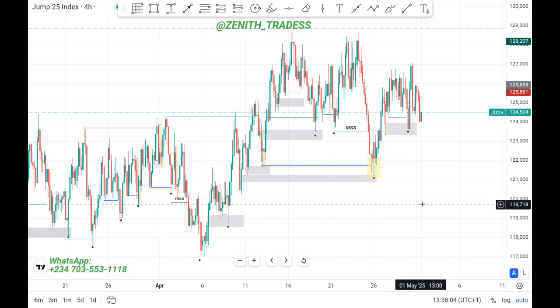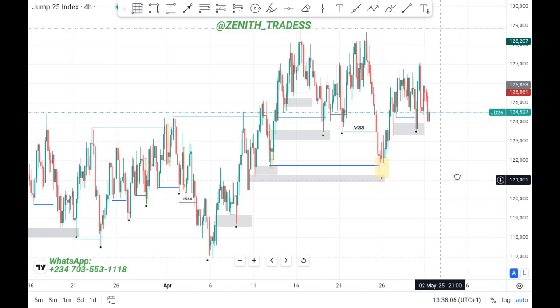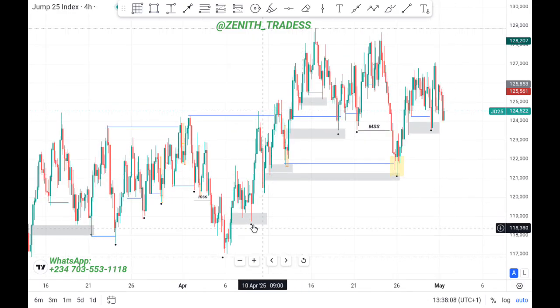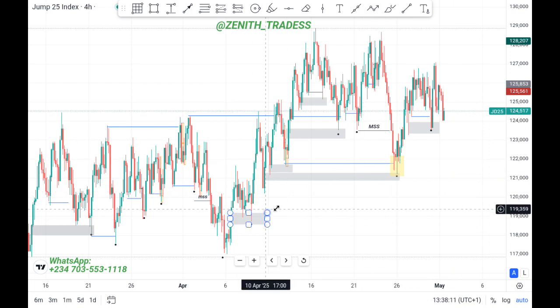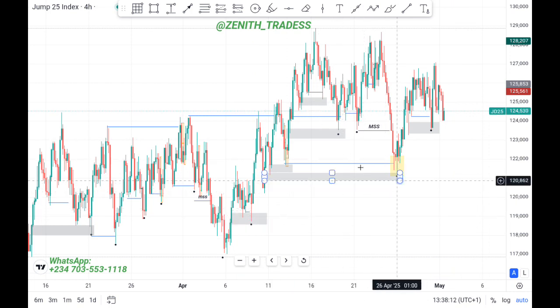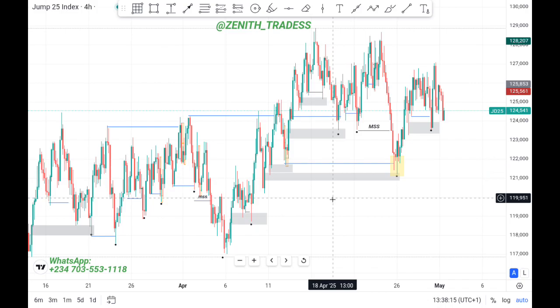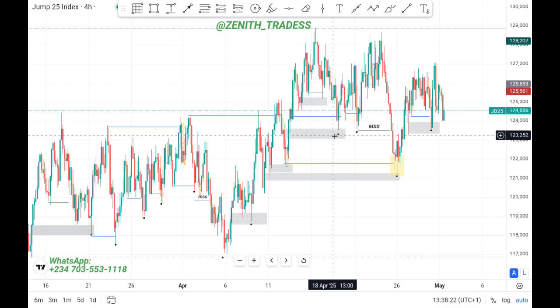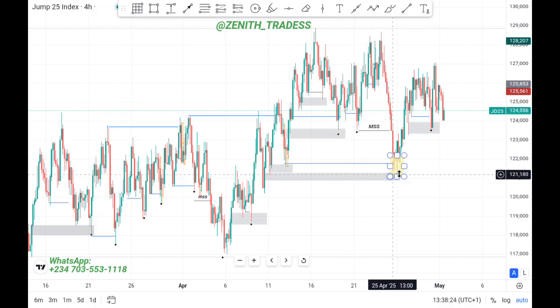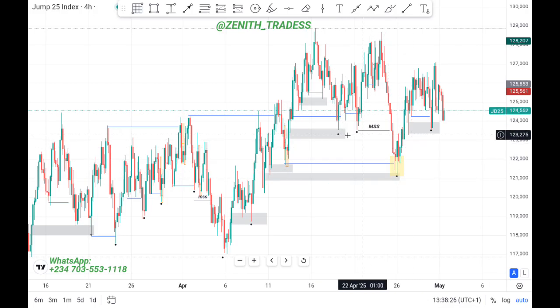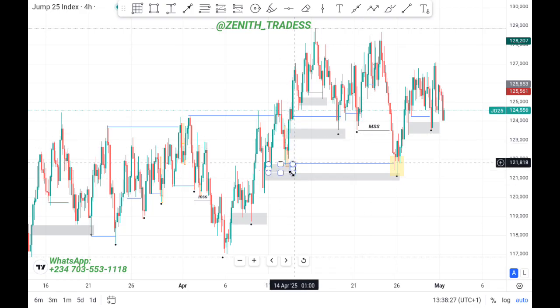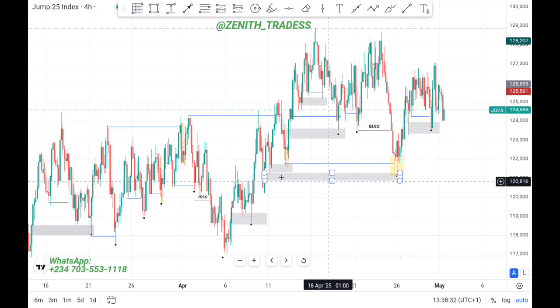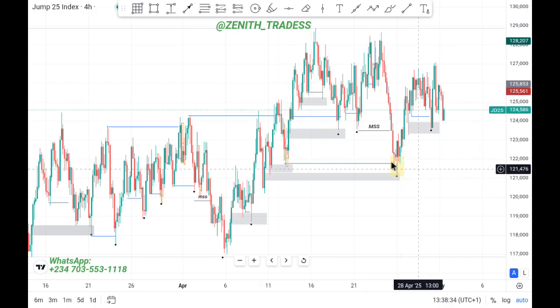In structure, I told you that once you are following your 4H, so far as a strong low has not been taken out, it means there is no market structure shift. But in this case, we have a sweep of this low. This is a strong low. This one has been taken out, right? It means a strong low has been taken out here. But the reason why we anticipate this reversal is because we have this low taken out and price is rejecting.